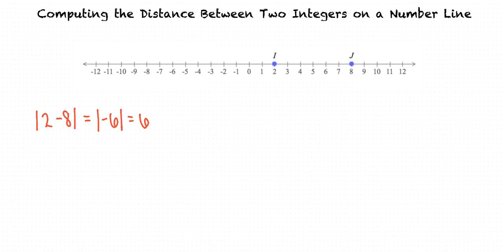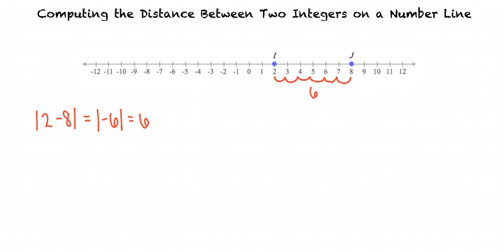Right. We can check by counting the number of units between points I and J on the number line. So if we start at 2, we can count 1, 2, 3, 4, 5, 6. This tells us that our computation is correct.